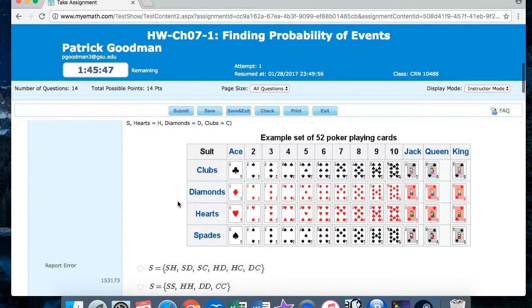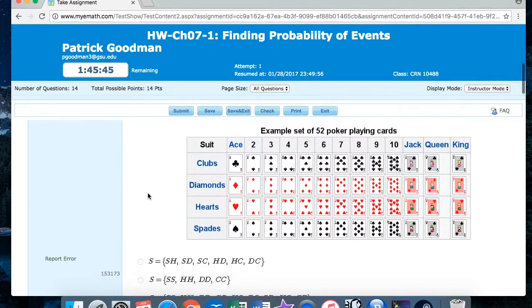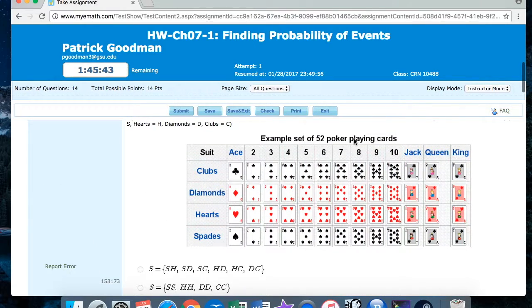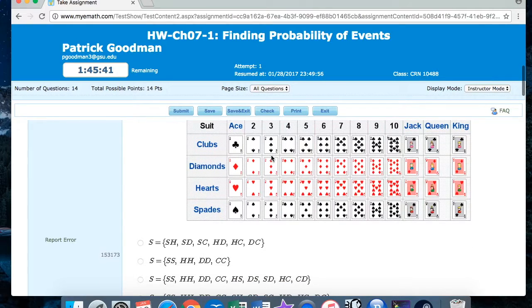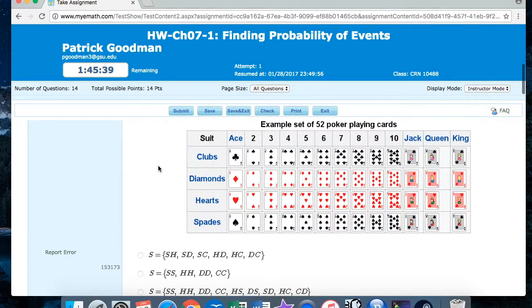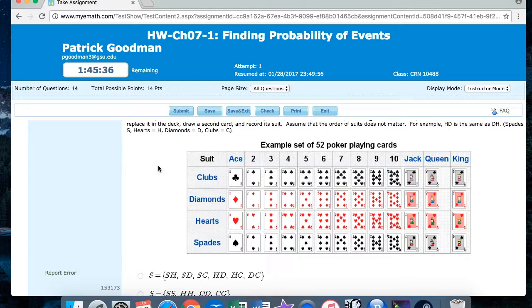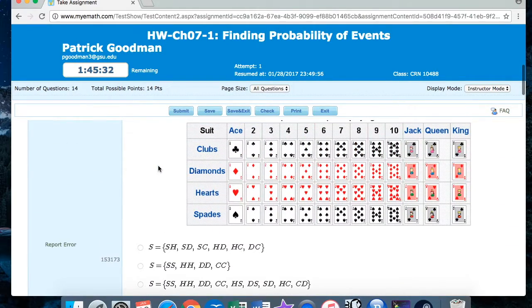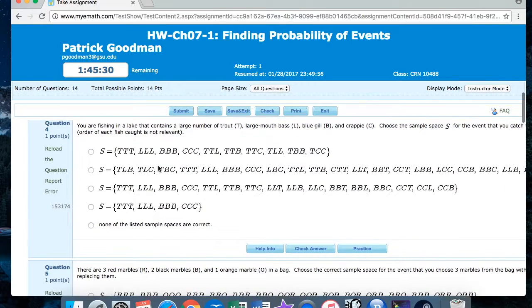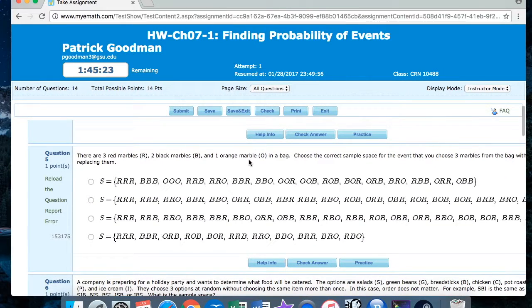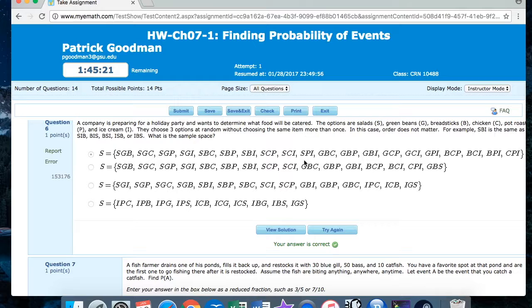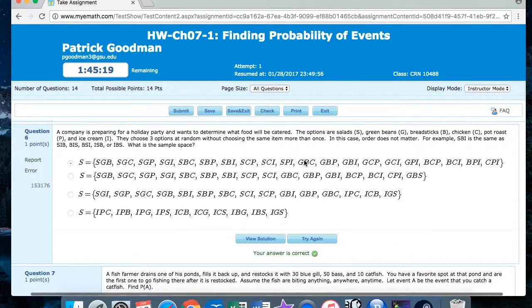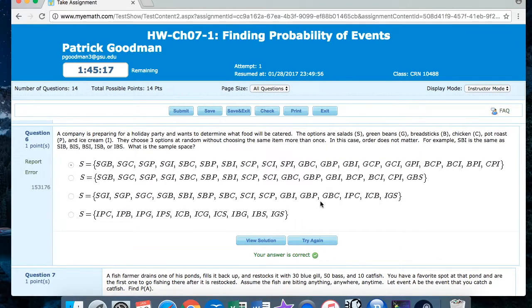Okay, and now it gets a little more difficult. So here we have an example of 52 poker playing cards. And actually, you know what? This one isn't as difficult as the last problem, so I'm going to do the next one, because this one you can do on your own. You could do it too, even though it's kind of annoying. You can see these sample spaces get pretty big. But this one right here was probably the one that I found the most annoying.